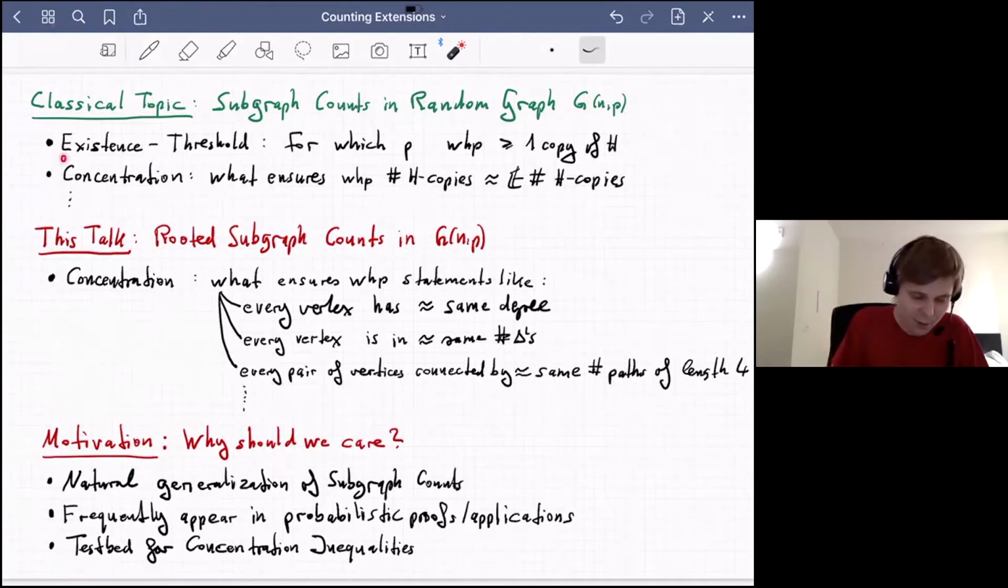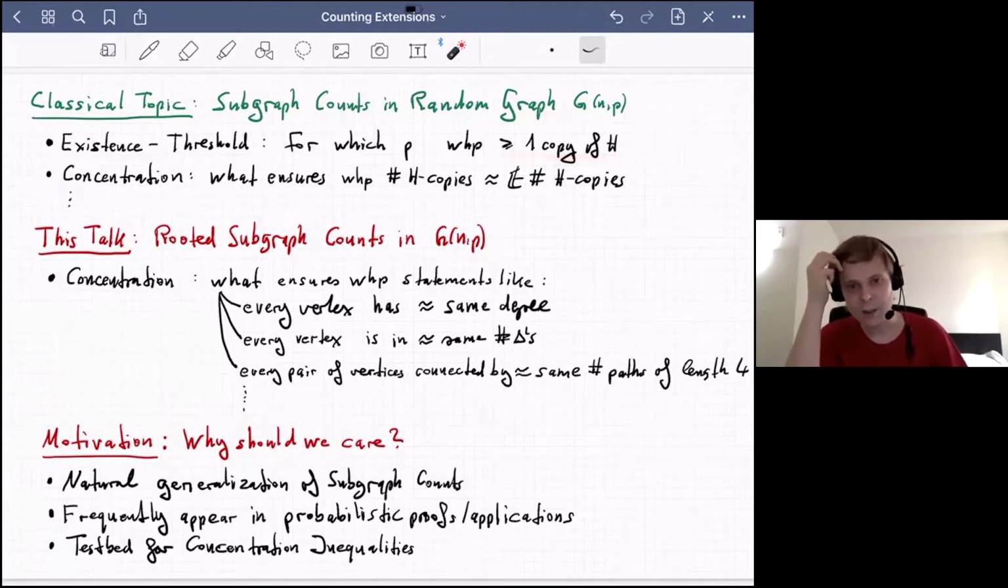The first question you would want to ask is the existence threshold. In other words, for which edge probabilities p is it true that with high probability, with probability tending to 1 as n tends to infinity, we can find at least one copy of H in our random graph? So we want to find at least one triangle.